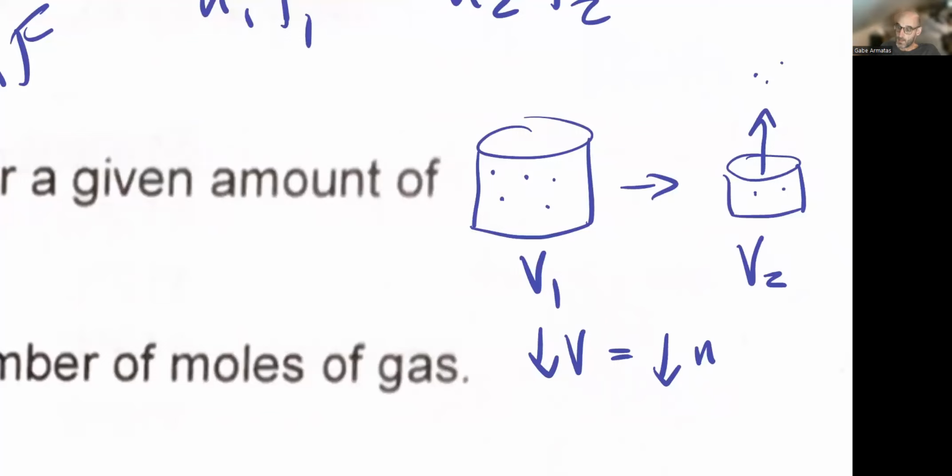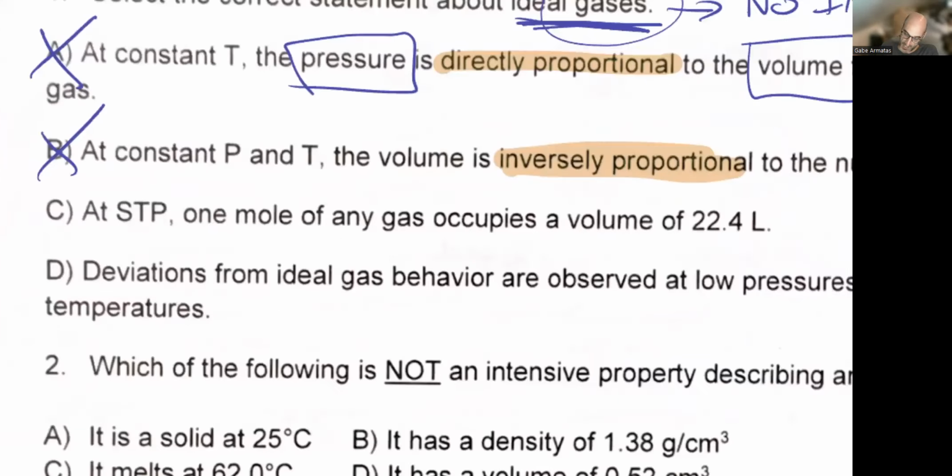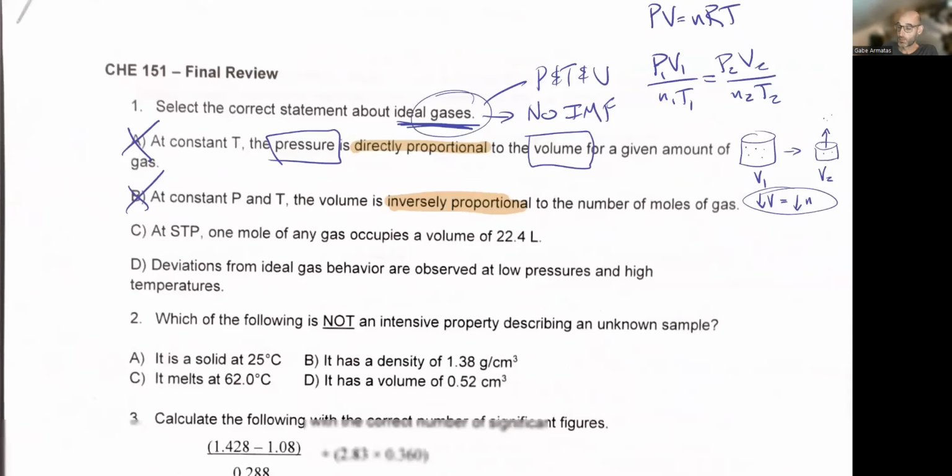So that means that these are, in fact, directly proportional. Volume and moles are directly proportional, but it's saying that they are inversely proportional. Nope, that's wrong. So we can eliminate that as well. All right, at standard temperature and pressure, 1 mole of gas occupies 22.4 liters of space. So this is true. So this is going to be our answer.